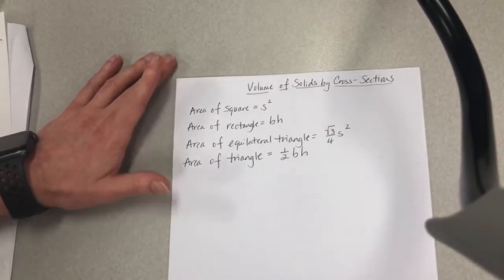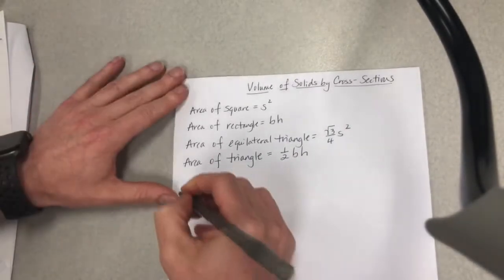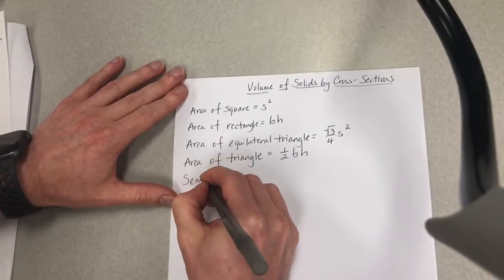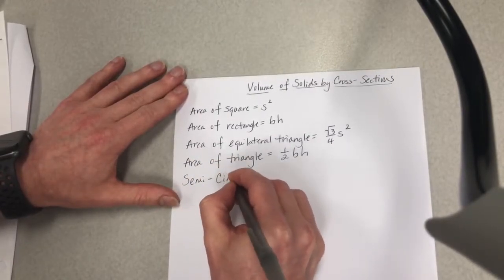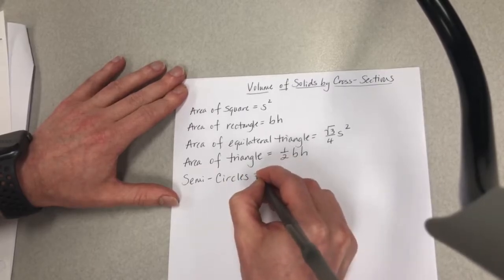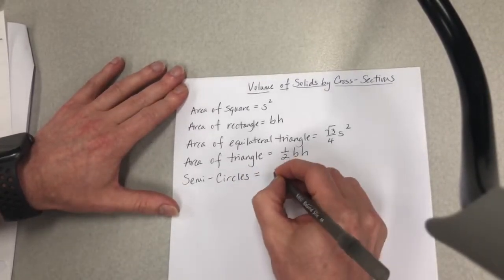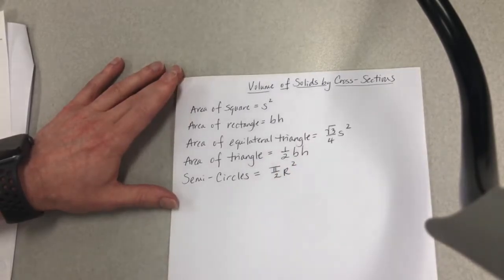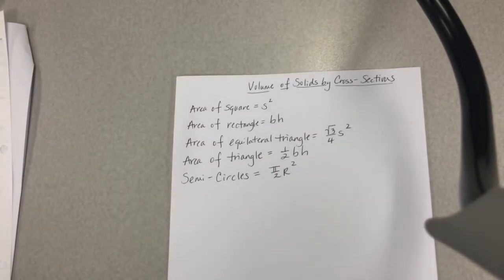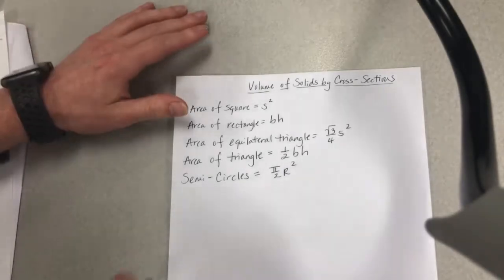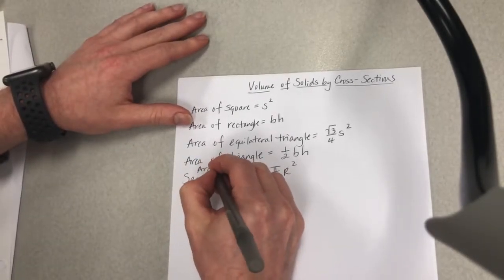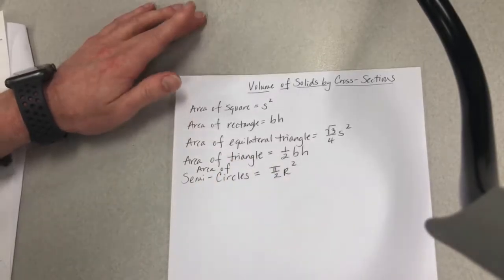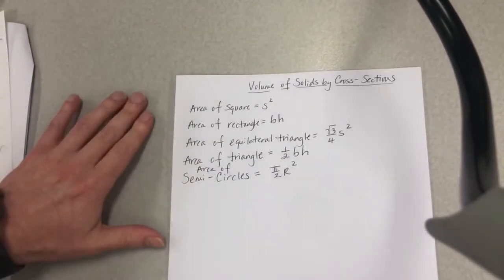The last useful one that we're going to look at is semicircles. The area of a semicircle is pi over 2 r squared. These are all areas of semicircles. Okay, so let's look at our first example.